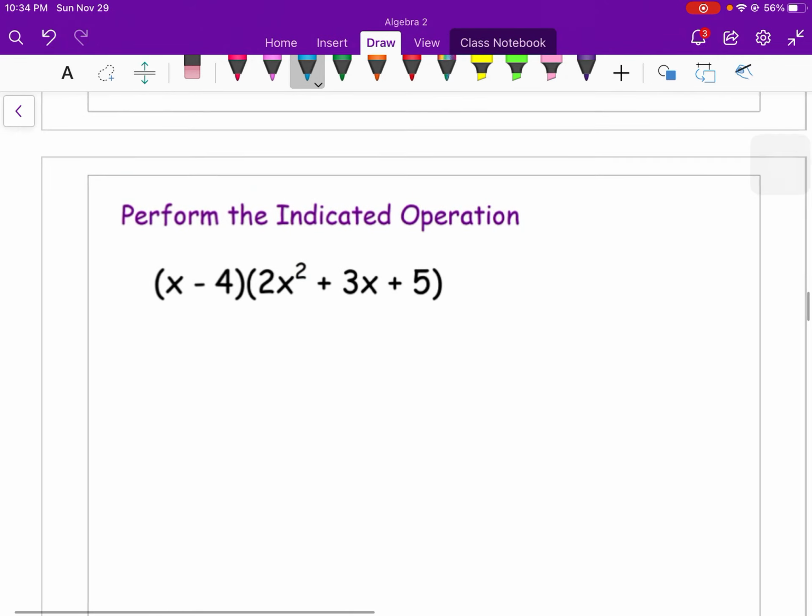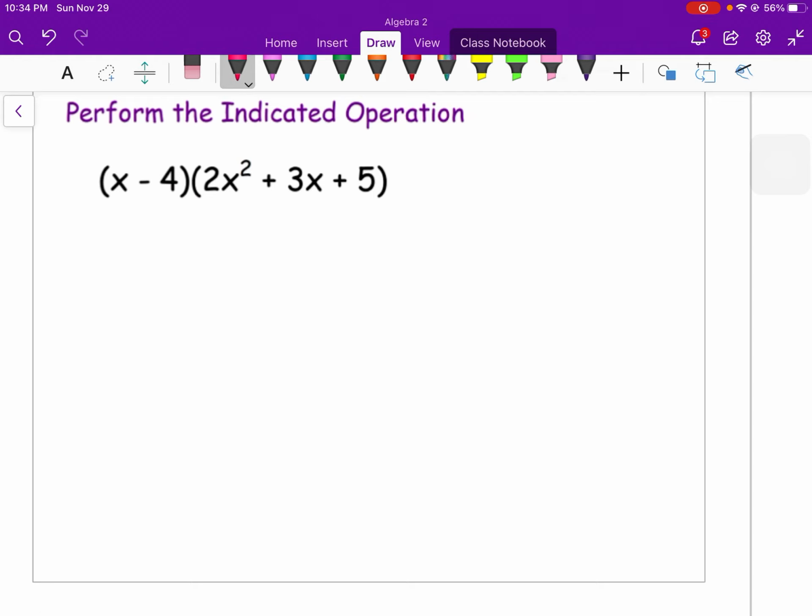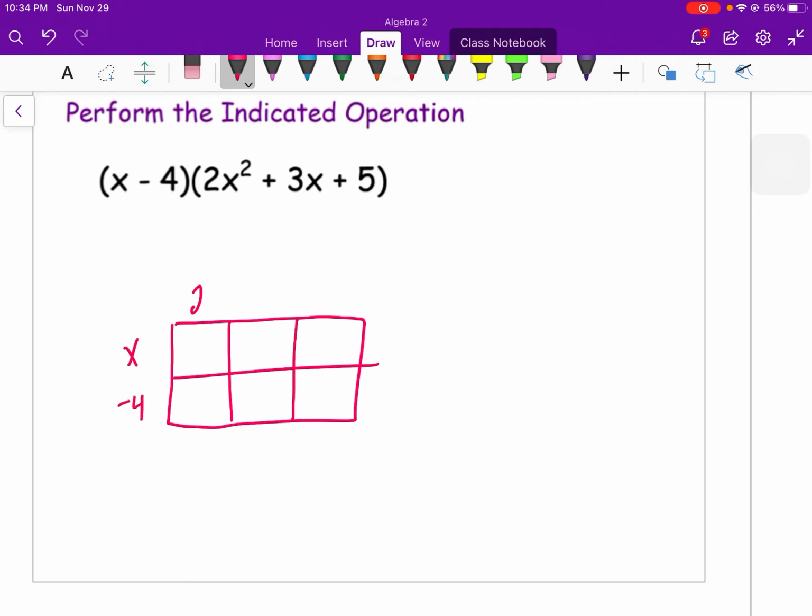Okay, multiplying. Now I use the box to help me keep this type of problem organized. 2 by 3. And I did x minus 4, and then times 2x squared plus 3x plus 5. But really it's the distributive property. Multiply the x times 2x squared, so x times 2x squared would be 2x cubed. X times 3x would be 3x squared. X times 5 would be 5x.